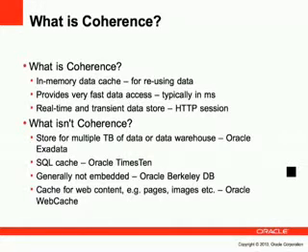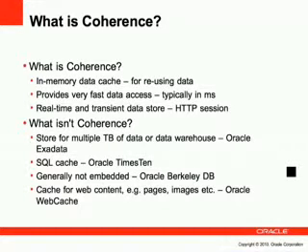What isn't coherence? Well, although it can store terabytes worth of data, that isn't the ideal use case. So if you need to hold multiple terabytes of data, or you need a data warehouse, then products like Oracle Exadata are much better suited to that type of use case. It also isn't a SQL cache, so you access the data held in coherence through programmatic APIs. There isn't a SQL API, and if you need fast access to SQL data, then products like Oracle TimesTen, which is a database cache, are ideally suited for that use case.